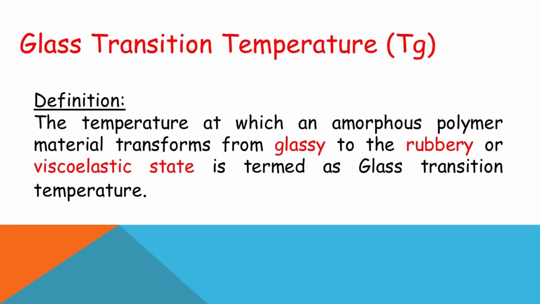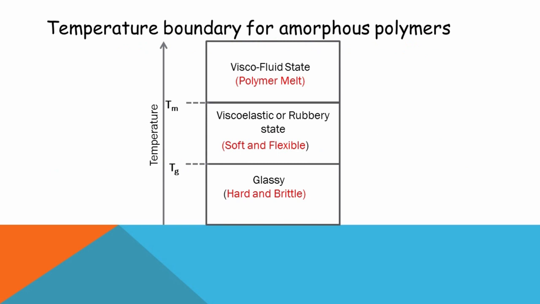This temperature at which an amorphous polymer material transforms from glassy to the rubbery or viscoelastic state is termed the glass transition temperature. On further heating, the polymer starts melting to form a highly viscous liquid state called the viscofluid state. Now, let us have a detailed understanding of the glass transition in amorphous polymers in comparison with the crystalline compounds.